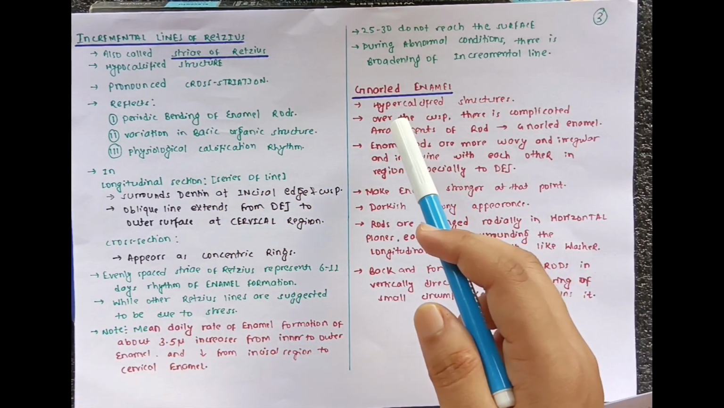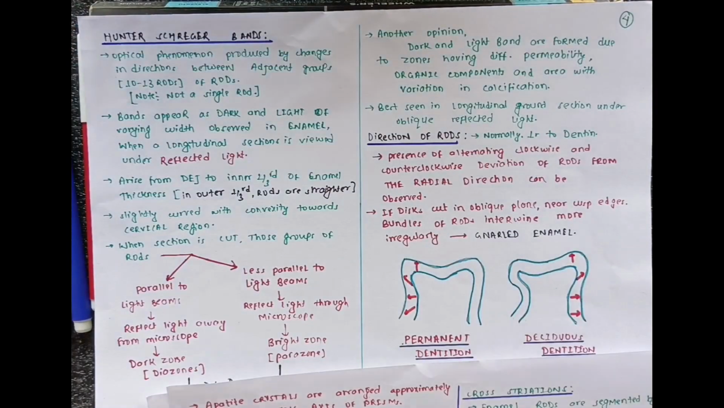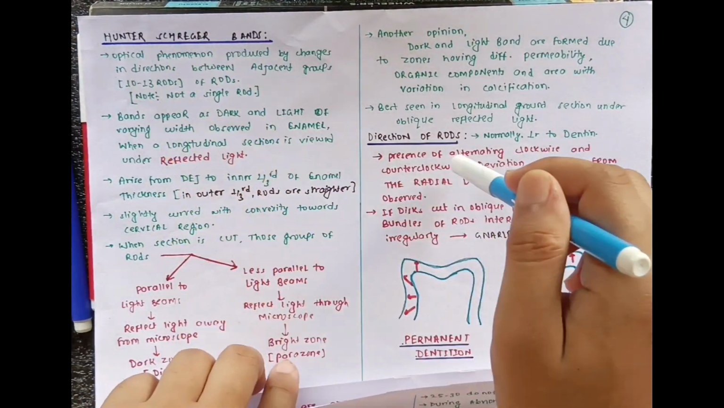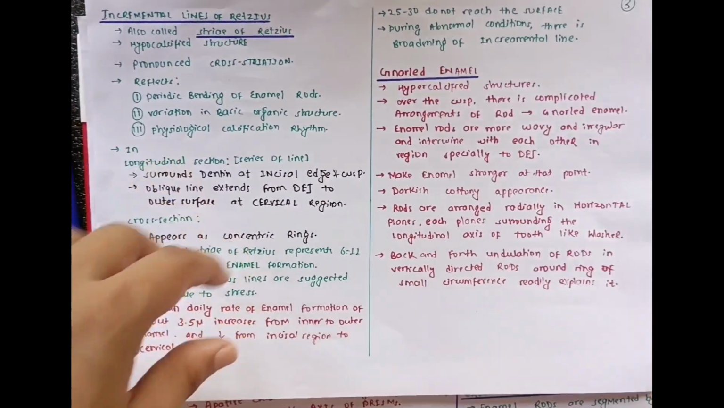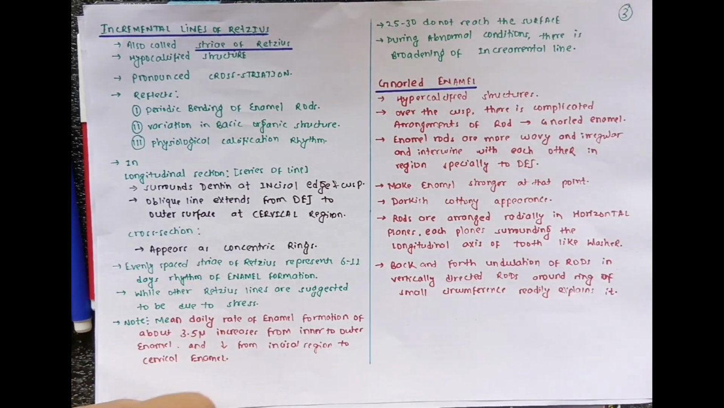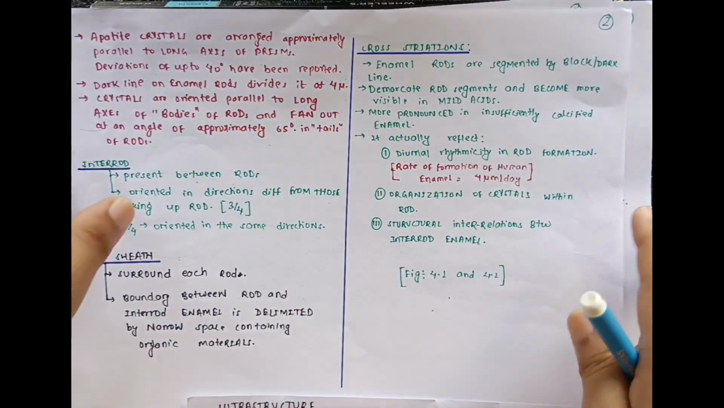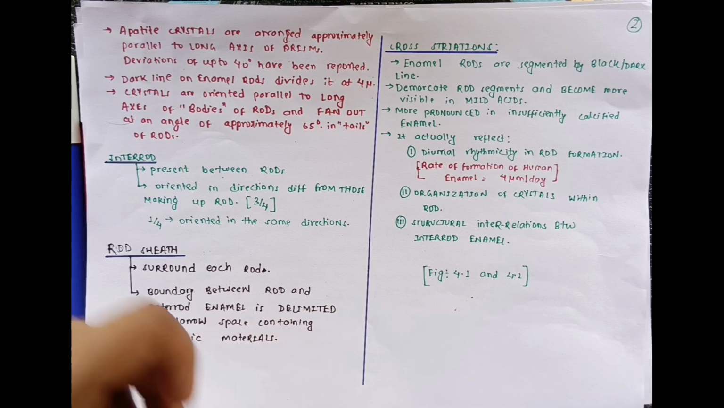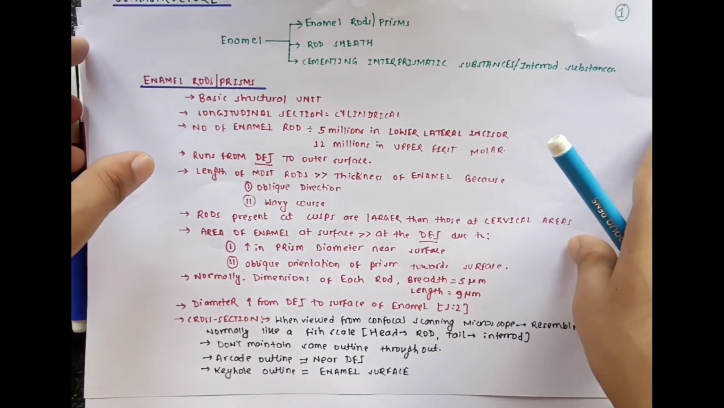Then we will study the gnarled enamel, and lastly the Schreger bands and the directions of the rod. These are, I think, important topics of this chapter on enamel, so you should focus properly in this video. So let's start today's topic without delaying much.